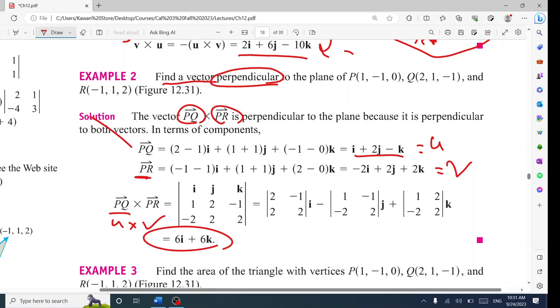So cross is related to what? To perpendicular, and as well what? Perpendicular to that plane, not a perpendicular line. And as well, I'll get a vector.